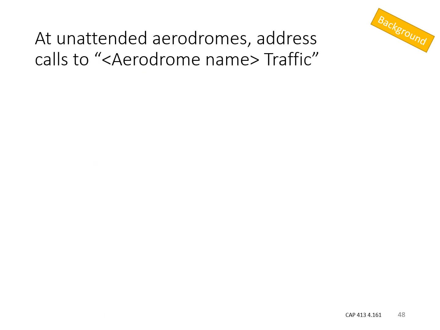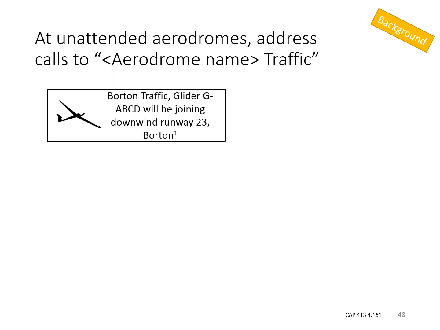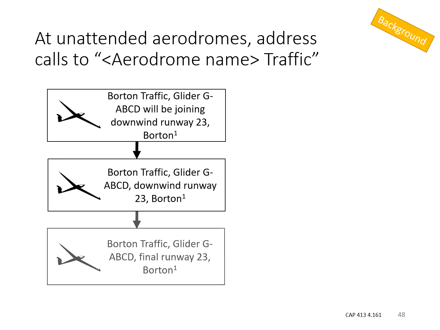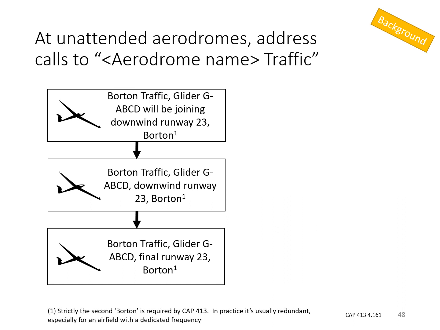Let's look at the format of a call to an unattended airfield. Here's what it looks like for SafetyCom. Borton traffic, glider Golf Alpha Bravo Charlie Delta will be joining downwind runway 23 Borton. Borton traffic, glider Golf Alpha Bravo Charlie Delta downwind runway 23 Borton. Borton traffic, glider Golf Alpha Bravo Charlie Delta final runway 23 Borton. For an airfield with a dedicated frequency, the use of the airfield name after the runway is probably redundant.